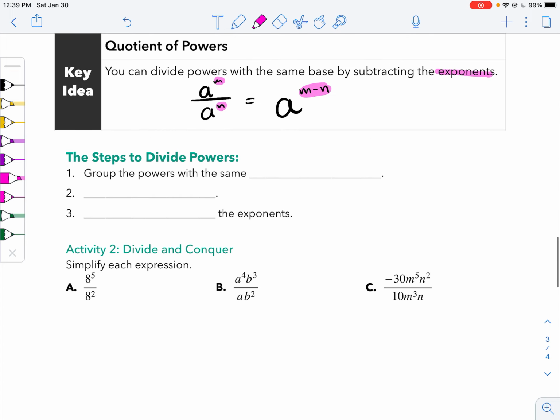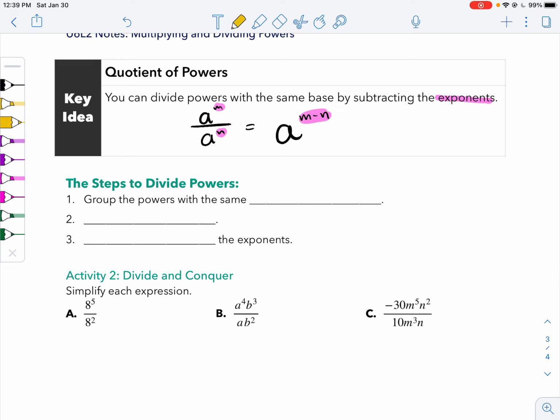So how do we simplify? This is also our key idea right here. How do we simplify expressions with exponents? Well, first, you need to put everything with the same base together. Remember, your base is your bottom number, the big number with the exponent. And then you need to actually do the dividing part. And then we subtract exponents when we divide.